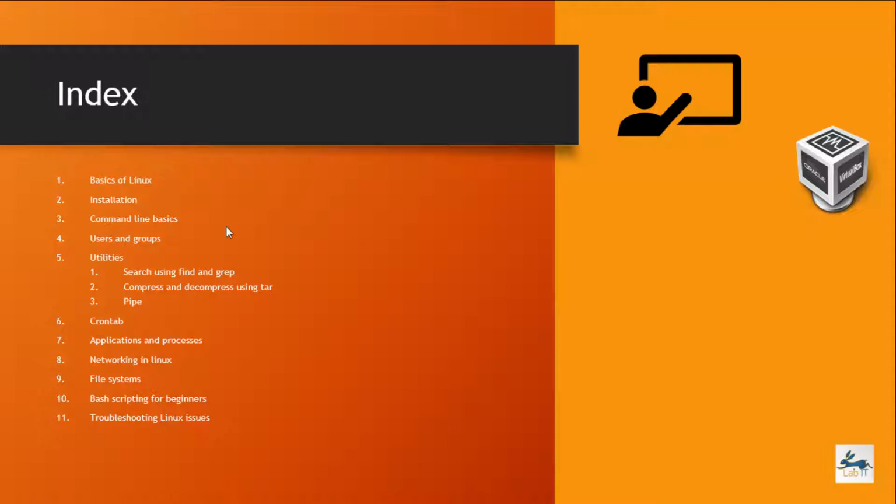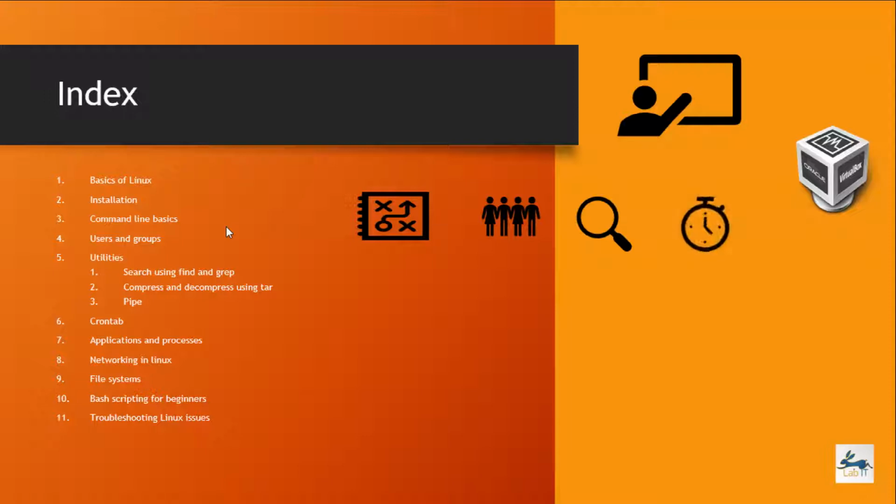In the next section, we'll move on to talk about some command line basics like ls, file and directory operations, etc. We will also talk about users and groups and how you can manage access permissions in your Linux deployment. And then we'll move on to talk about some utilities like search using find and grep command, how you can compress and decompress files using tar, and how you can schedule tasks using the cron utility.